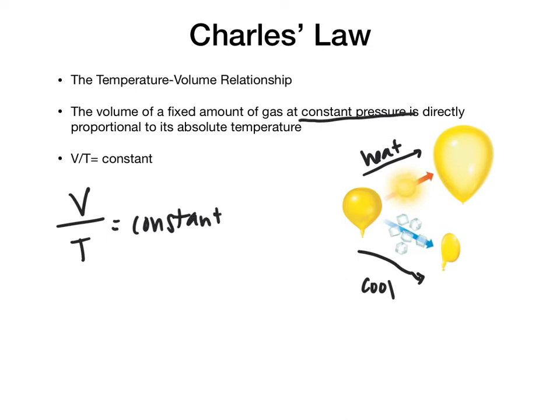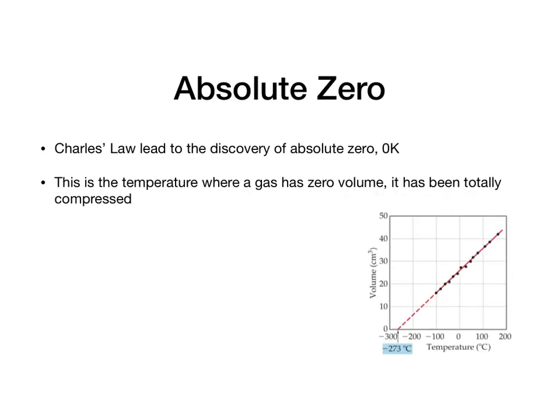And so this basically tells us that if the temperature increases or decreases, we will see a change in the relationship to volume. Using this information, it allowed us to determine the discovery of absolute zero, or 0 degrees Kelvin. This is the temperature where a gas should have no volume, 0 volume. It's been totally compressed.